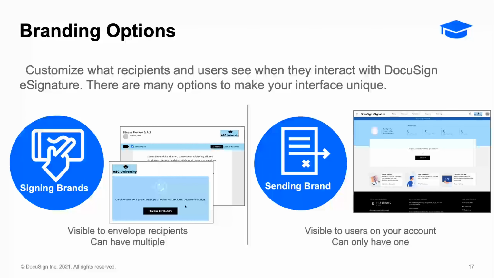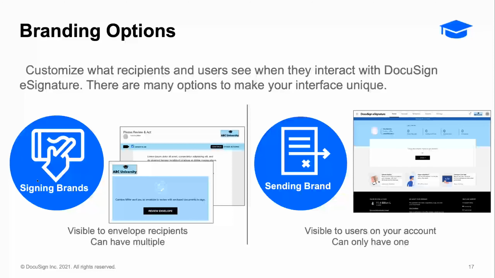Now, on the other hand, we have sending brands. A sending brand allows you to basically brand the back-end DocuSign interface for your users on your account. So you can add in your logo and your colors to really make your DocuSign account feel more like another website that your users might be using at your school. Now, an important thing to distinguish is your account can only have one sending brand, as opposed to signing brands where you can create multiple.